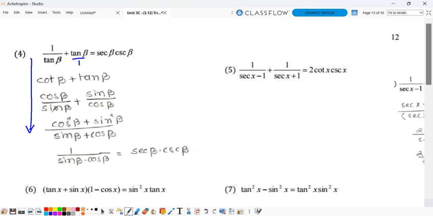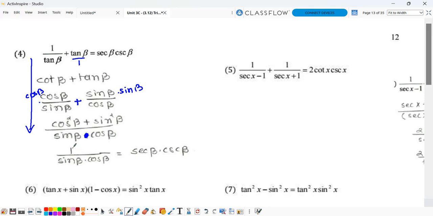So cotangent is cosine over sine. If you don't like beta, well, you have to use the given variable. Don't change the variable. Tangent is sine over cosine. Common denominator is sine times cosine, which means this needs to be multiplied by cosine, and this needs to be multiplied by sine. Cosine square plus sine square, which is 1.